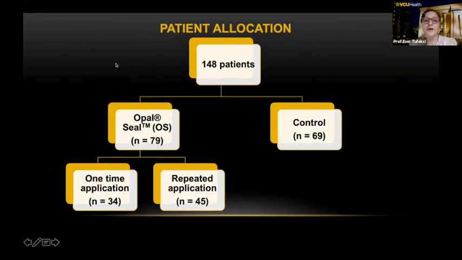And here is the diagram showing our patients. We were able to recruit 148 patients. These patients were healthy patients with no white spot lesions, and they were randomly divided into either the Opal Seal experimental group or the control group. The control group, once again, received a product that didn't have any preventive effect. The patients in the Opal Seal group this time were divided into 2, once again randomly. One group of patients had only a one-time application, and they were observed afterwards. The other group had repeated applications.